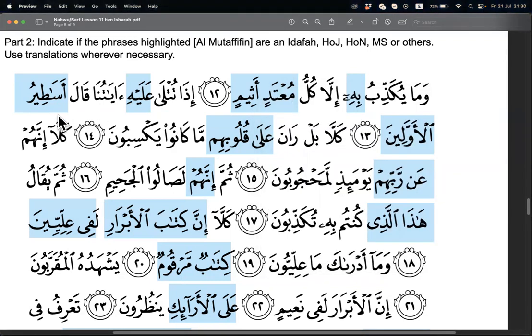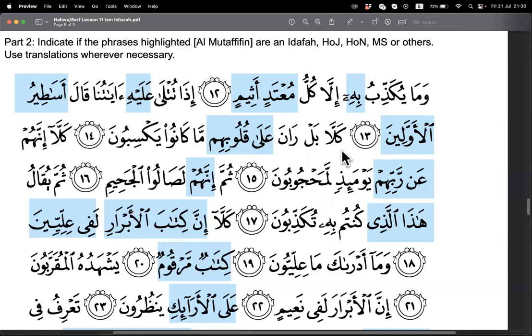Asatirul awwalina. This is idafah. Asatiru is mudhaf. Al-awwalina is the mudhaf ilaihi. What is the sign of the majrur? Sign of the majrur biya niabatan anil fathah li'annahu anil kasrah. This is majrur. Li'annahu jamak mudzakkar salim.